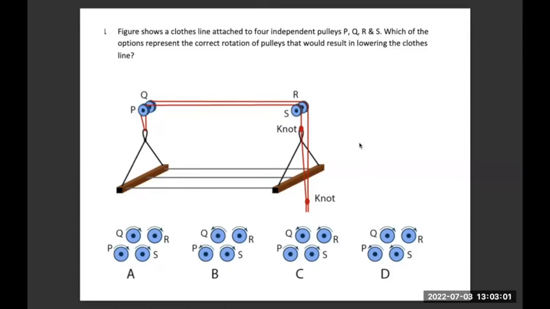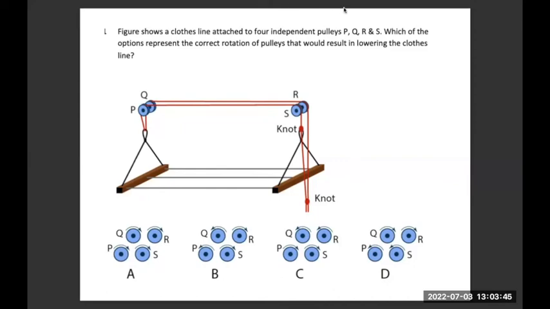Okay, in order for the cloth line to come down, look at pulley P. P wala jo pulley hai, how will the P wala pulley move? It will move clockwise or anti-clockwise? Just answer me this question, forget the options. Will the pulley P move clockwise or anti-clockwise if the cloth line has to come down? Clockwise. Anti-clockwise or clockwise? Clockwise. Yes.